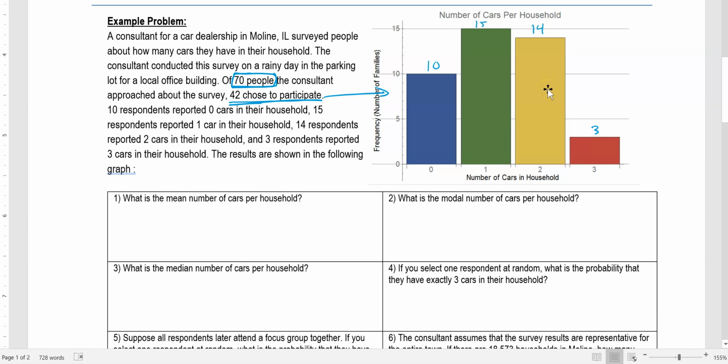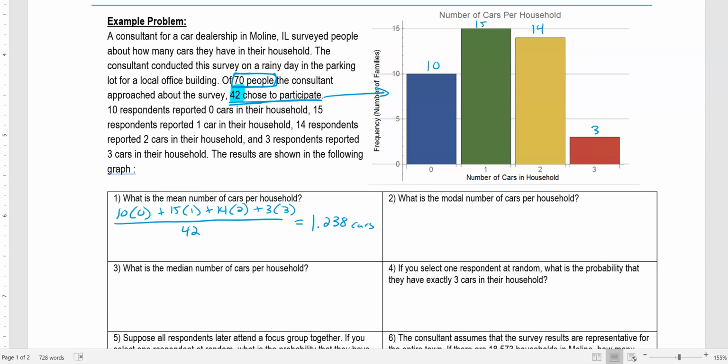What is the mean number of cars per household? Well, there are 10 households that have 0 cars, and there are 15 households that have 1 car. There are 14 households that have 2 cars, and there are 3 households that have 3 cars. Now, this would be the same as adding 0 10 times, or adding 1 15 times, or adding 2 14 times, or adding 3 3 times, but we should use multiplication to help us speed this up. And then how many total people were surveyed were actually part of the survey results. That would be the 42 that we had, not the 70, it's the 42. Okay, so that would be your mean, and that would be approximately 1.238 cars.